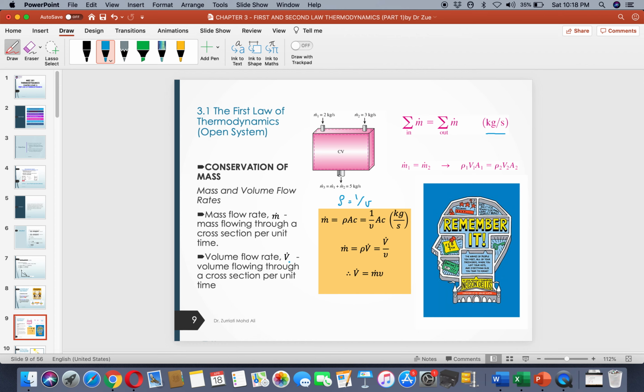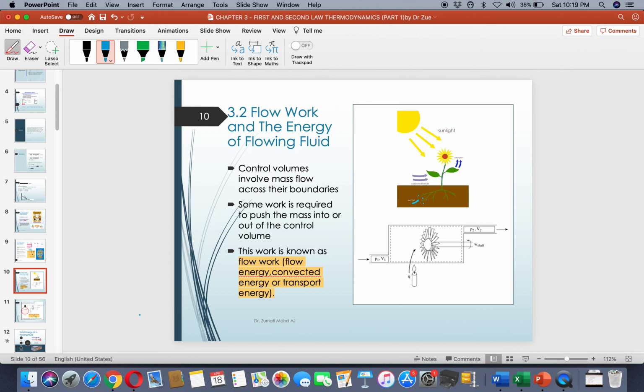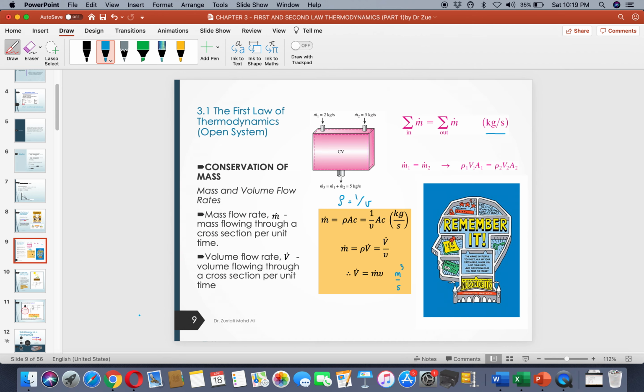Next, volume flow rate. Volume flow rate, V dot, is equal to m dot multiplied by specific volume. What is the unit of V dot? Meter cube per second. Okay, that's all for this topic.